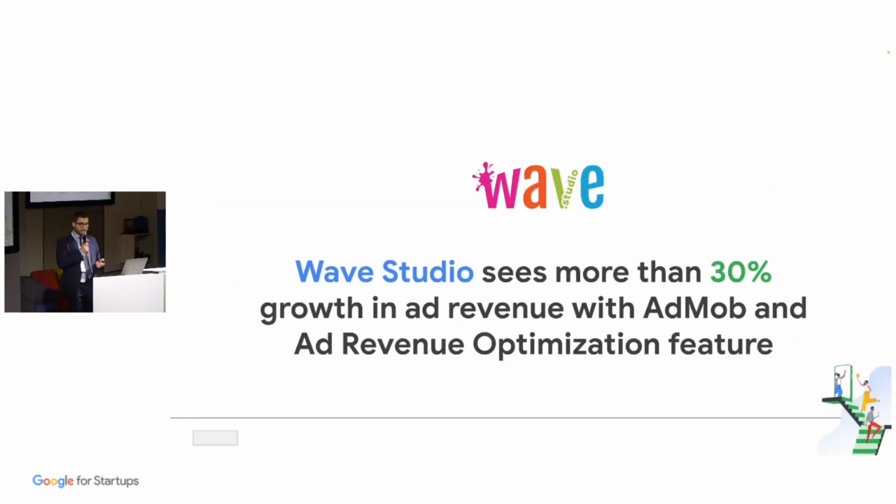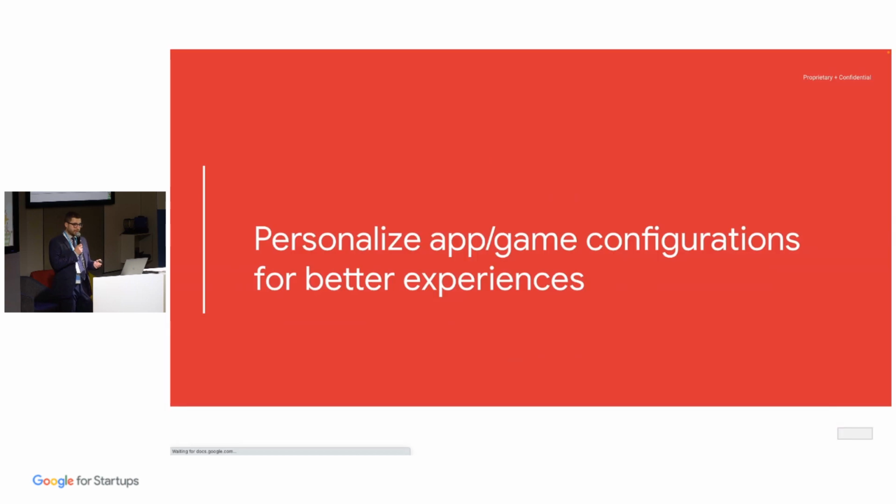And that's what we had with the Wave Studio. Basically, they split the audience into two parts, and they were able to see 30% growth in ad revenue with AdMob and the ad revenue optimization feature, because they split the audience into two parts. For the audience which was more heavy on ad revenue, they added an additional ad unit. They were showing more natives, and only by this pretty simple and straightforward rollout with the help of Firebase, they were able to grow more than 30%.